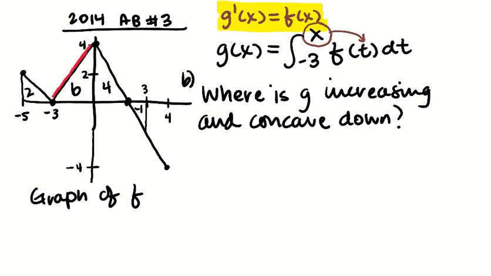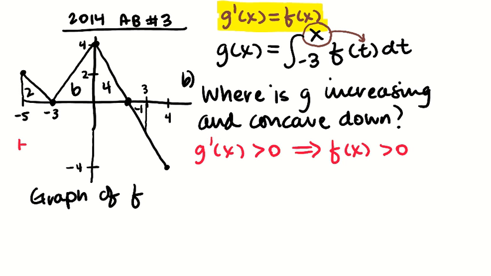The second question they actually asked on the free response question was, where is g increasing and concave down? Well, I'm going to recommend that you unpackage that question. So I'm going to say that g increasing is equivalent to g prime of x is positive, which means that f of x is positive. And that's happening for all x from -5 up to +2, maybe excluding -3 if that's how you felt. But I'm going to just label that over here.